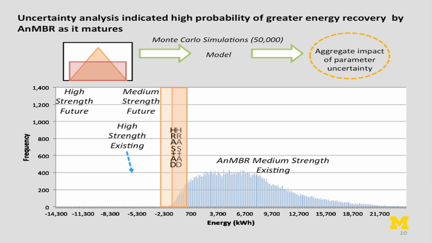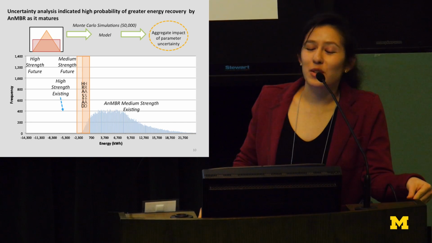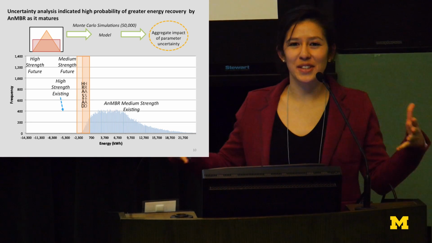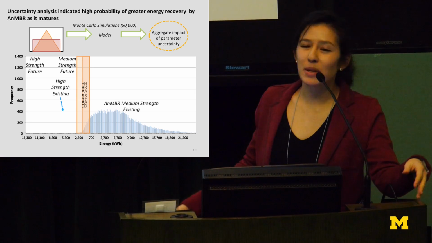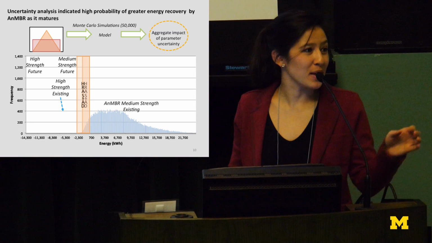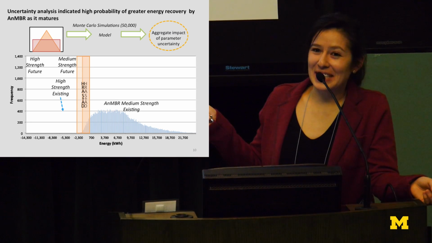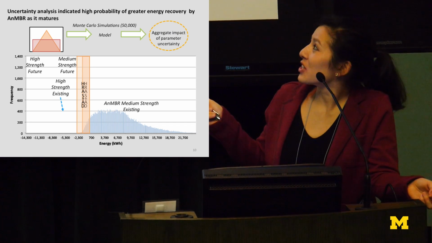And so that was our base case scenario for energy, and this is presenting the results of our uncertainty analysis. So looking at the impact of the parameters that we chose on the energy demands. And so here we can see that for the treatment of medium strength wastewater, ANMBR, which is shown in the blue, has a much wider distribution than HRAS plus AD, which all falls into that orange box. And that's because there's a lot more uncertainty associated with ANMBRs as they are emerging. But we also see that it's very unlikely, based on our uncertainty analysis, that ANMBR will recover more energy than HRAS plus AD in its current state.